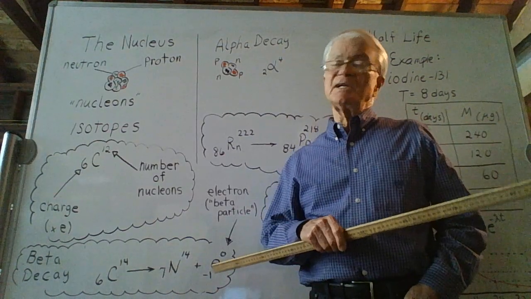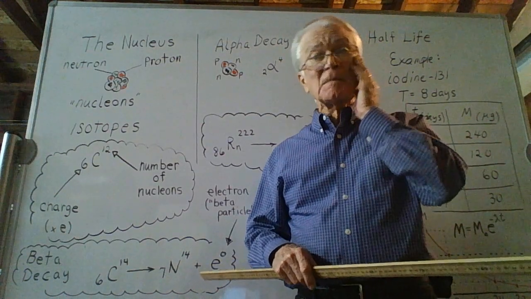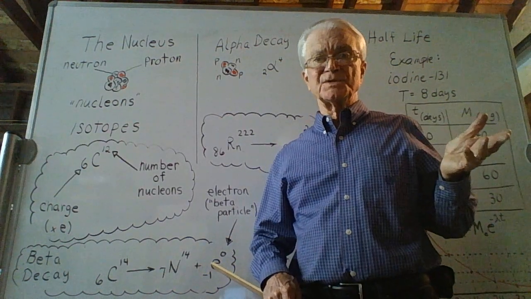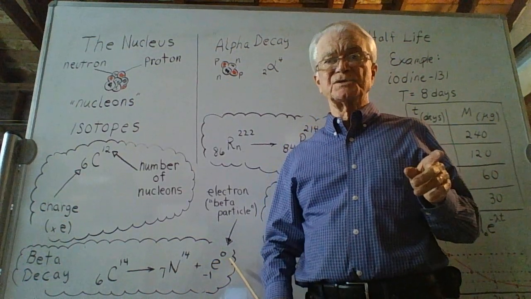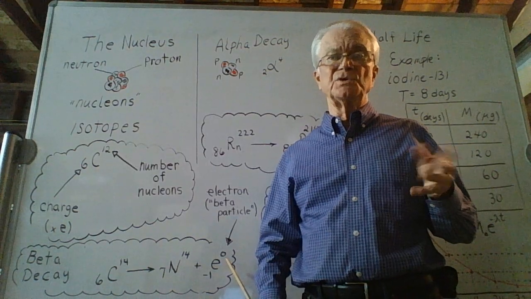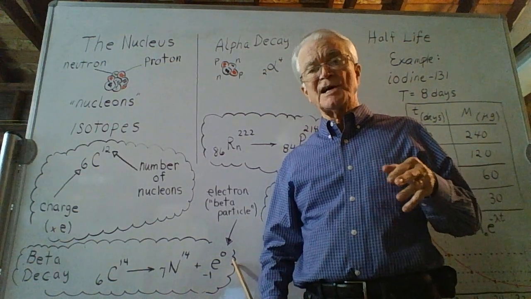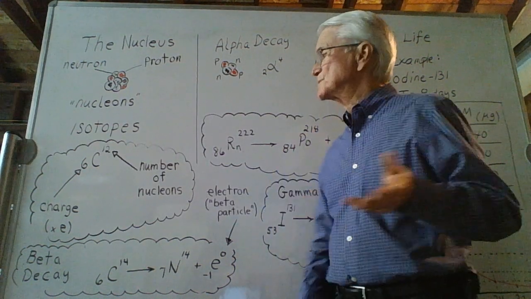Any given element in the universe comes in a variety of forms. They all have the same number of protons, but they have varying numbers of neutrons. Those different varieties of that element are called isotopes.